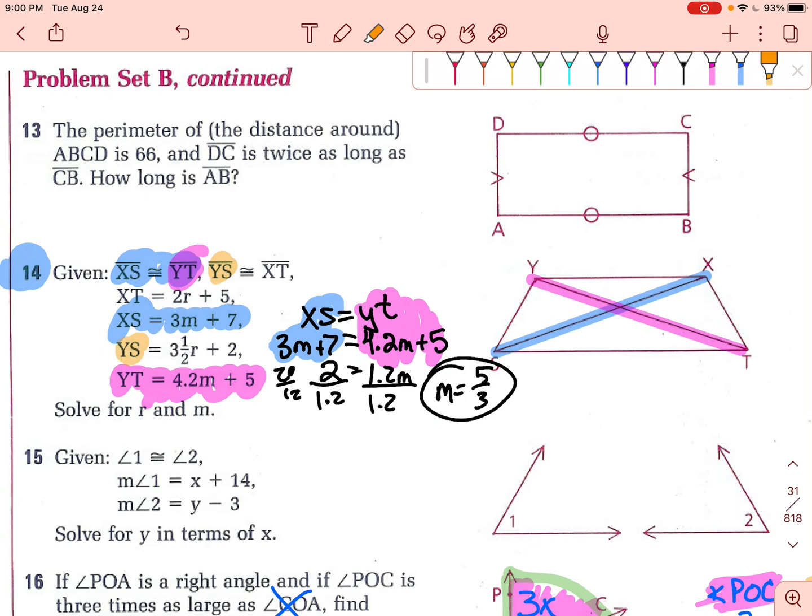It's telling me that YS is equal to XT. So again, congruent, I should say, those two segments are congruent. XT right here, and I'll put my tick marks in, is congruent to YS. So I'm going to set 2R plus 5 equal to 3.5R plus 2. Again, we're going to move this over, so we're going to subtract 2R. 1.5R is equal to, subtract 2, 3, divide by 1.5, and you should have R is equal to 2.